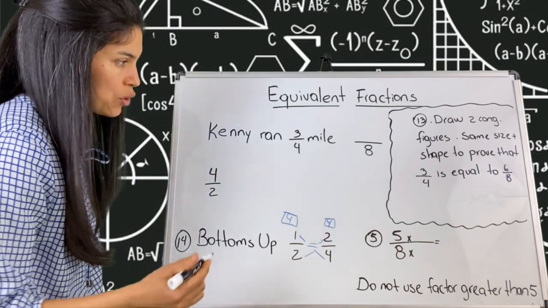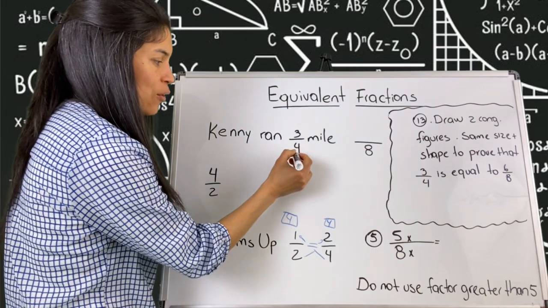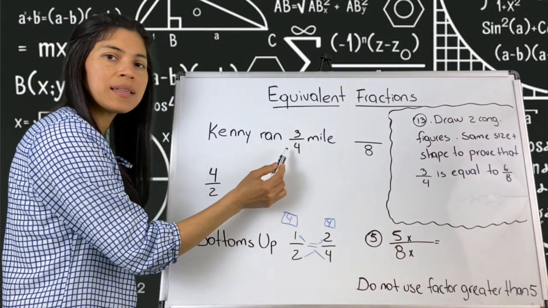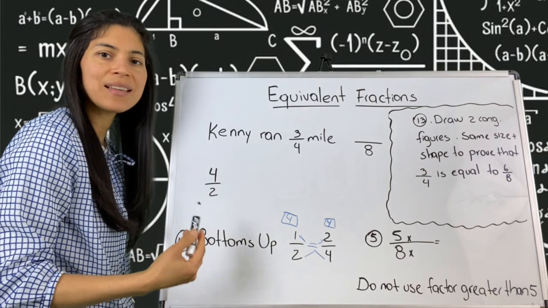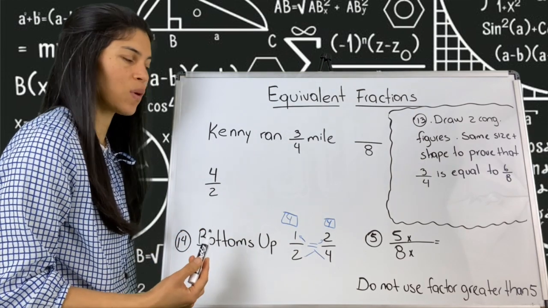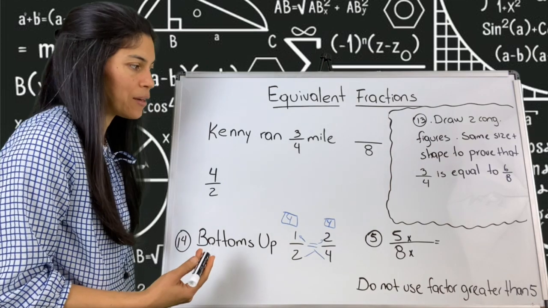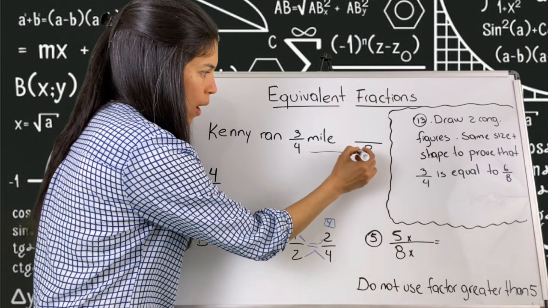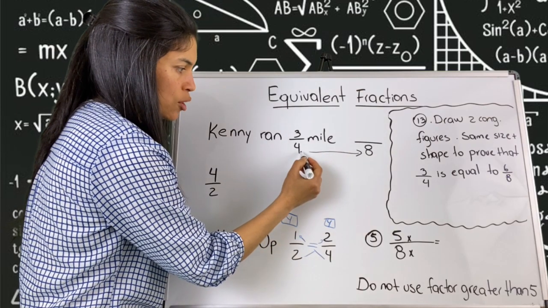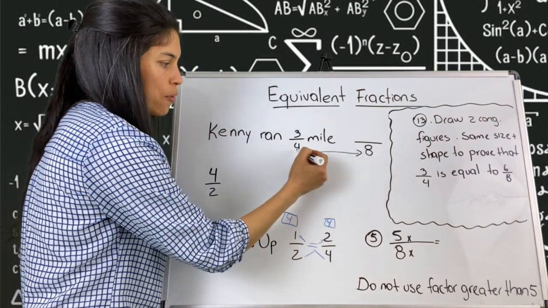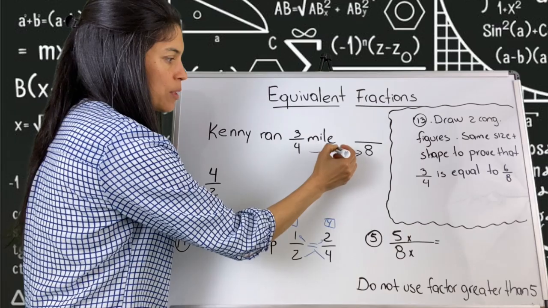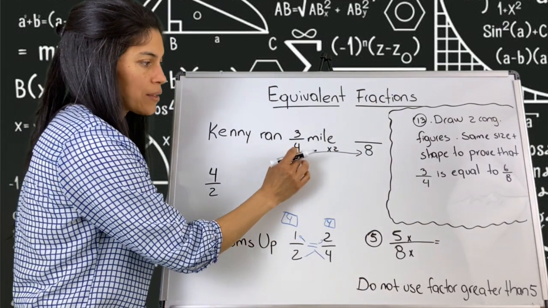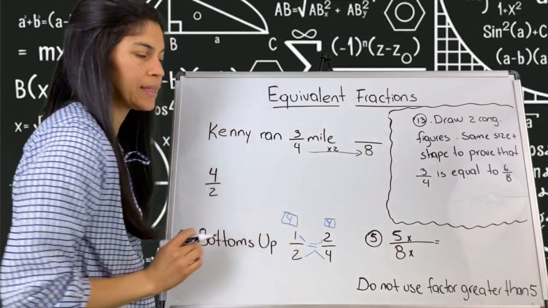Something that you notice here is that, remember, equivalent fractions have different numerators and denominators, but they are equal. Equivalent means equal. They have the same value. So from 4 to 8, what happened there? It was multiplied by 2, right? 4 times 2. Or 4 plus 4. 2 times 4 gave you the 8.